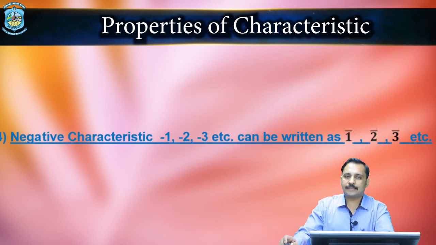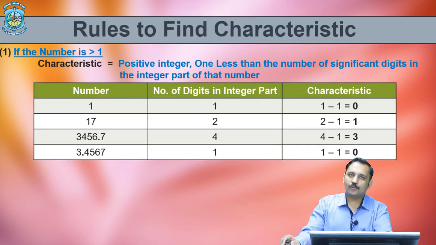The negative characteristics like -1, -2, -3, etc. can be written as 1 bar, 2 bar, 3 bar. Bar is nothing but putting a dash over 1, 2 and 3, and similarly with other numbers of negative type. Now we come to the rules to find the characteristic.